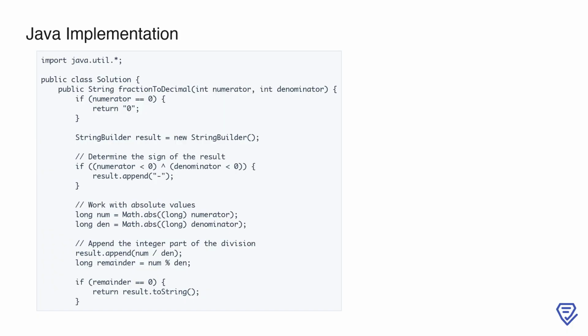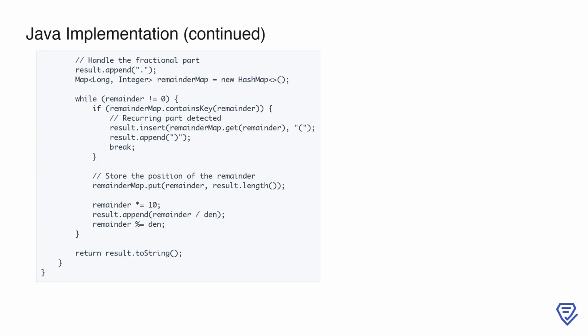If the remainder is 0 at this point, it means the division has no fractional part, and we can directly return the result as it is. Now, if there is a non-zero remainder, we proceed to handle the fractional part. We append a decimal point to the result and use a hash map to track remainders we've seen before, mapping each remainder to its corresponding position in the result. This helps us detect recurring cycles.